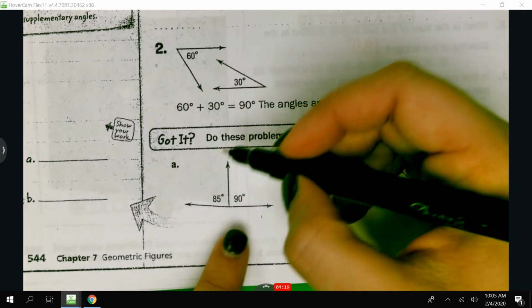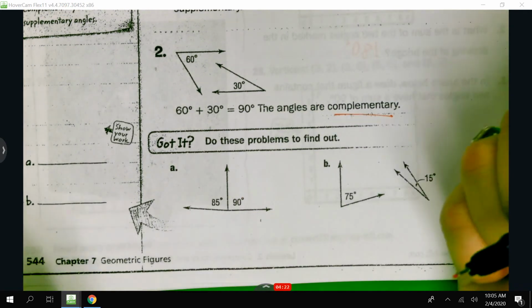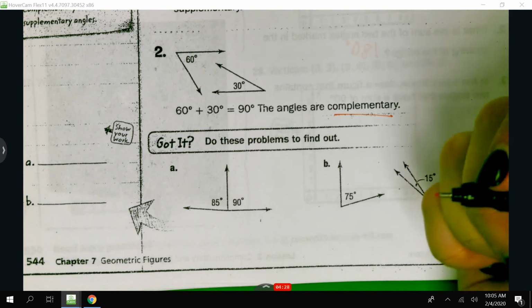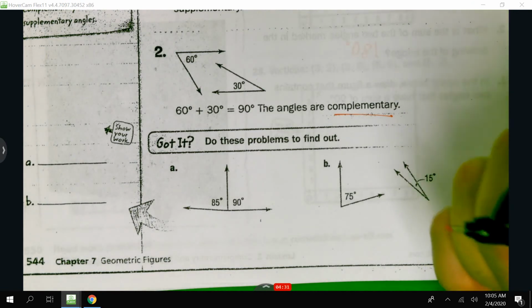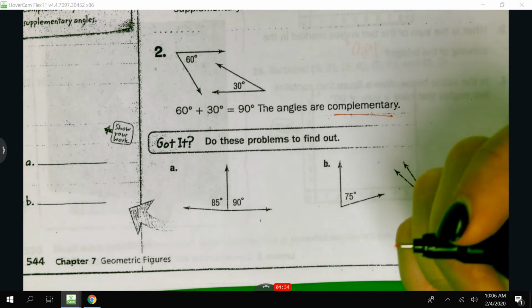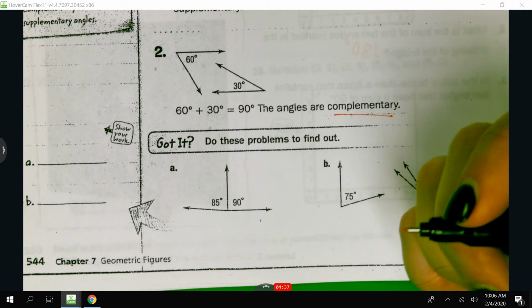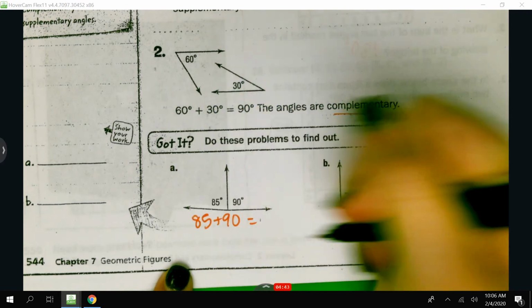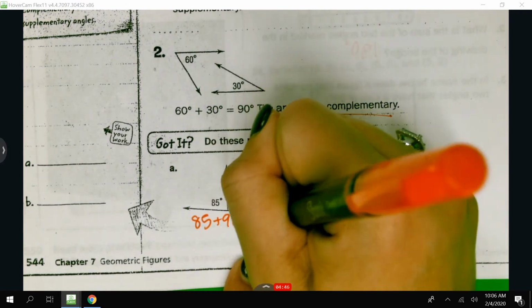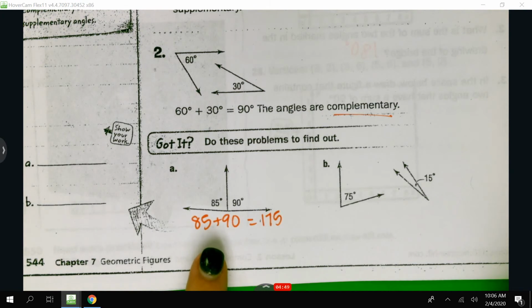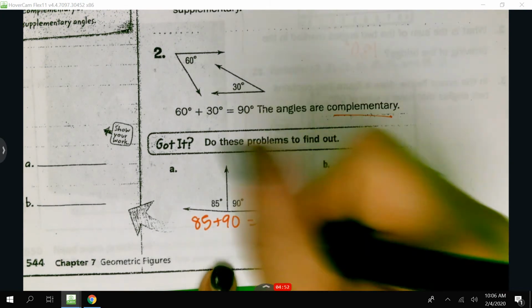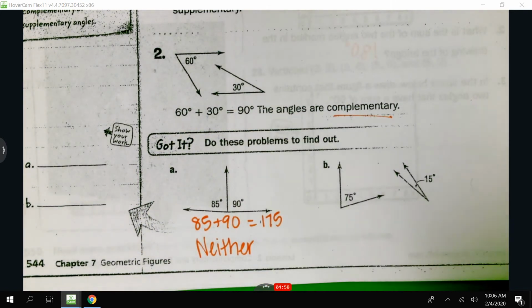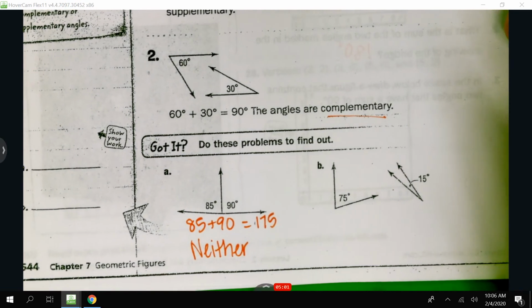Alright, example A, I've got 85 and I've got 90. Kind of looks like they might make a straight angle, but you need to see first. So they're either going to add up to equal 90 and be complementary, they're going to add up to equal 180 and be supplementary, or they're going to add up to something totally different, and that means that they're neither. They're not complementary, they're not supplementary. So 85 plus 90 is what? So are these supplementary? Are they complementary? They're neither. These are just adjacent angles. They're side by side, so we do know that they're adjacent. Okay.